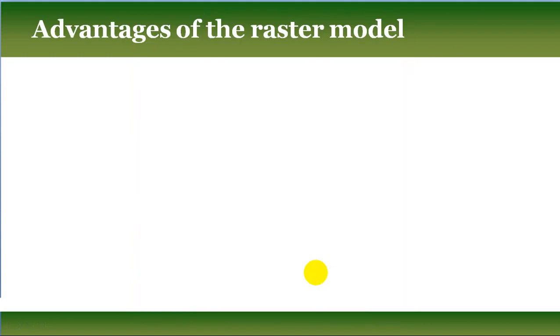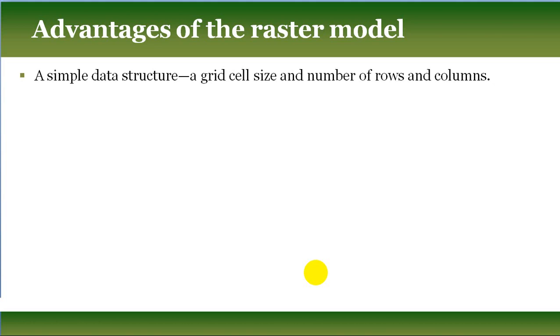Then back to the main point: what are the advantages raster data has? The first advantage is that it has a simple data structure: a grid, cell size, and number of rows and columns, nothing more than that. A grid structure with a few rows and a few columns, and it has cells, and those cells have a certain size.